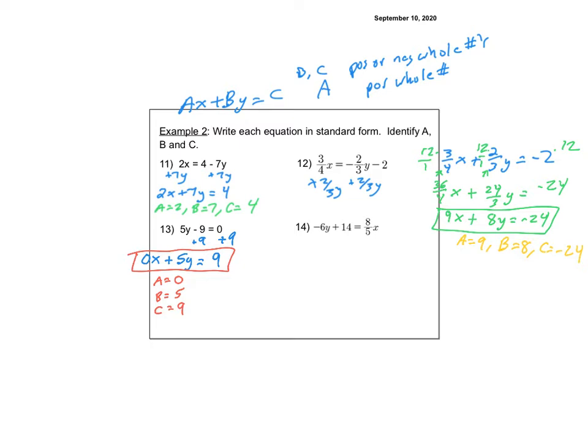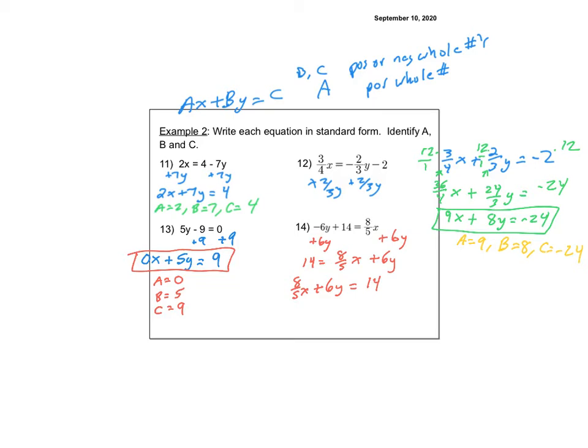Right. Number 14. I'm going to move the 6y to the right-hand side, and then I'm just going to rewrite the whole thing. So I get 14 equals 8/5 x plus 6y. Now I'm just going to reverse it, so I'm going to say 8/5 x plus 6y equals 14. Now remember, a, b, and c have to be whole numbers, and a, in front of the x, is not a whole number. That 8/5 is not a whole number.